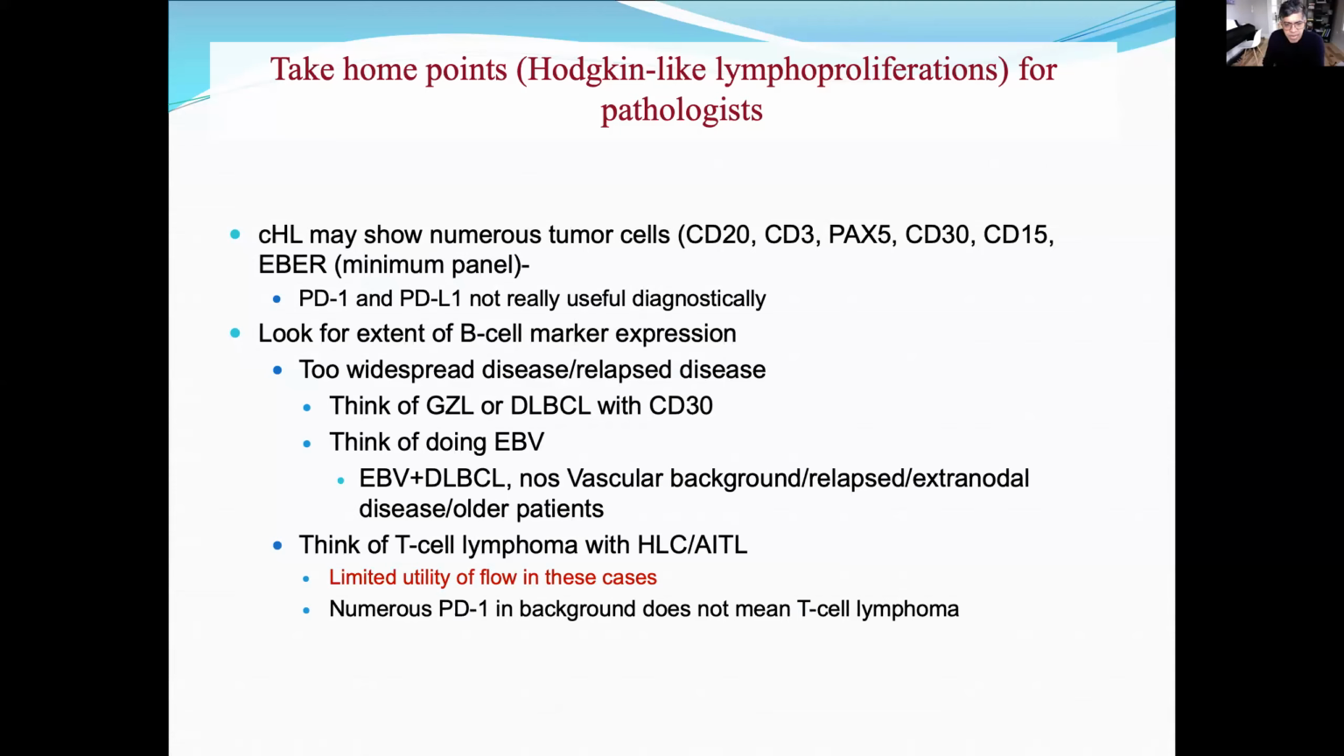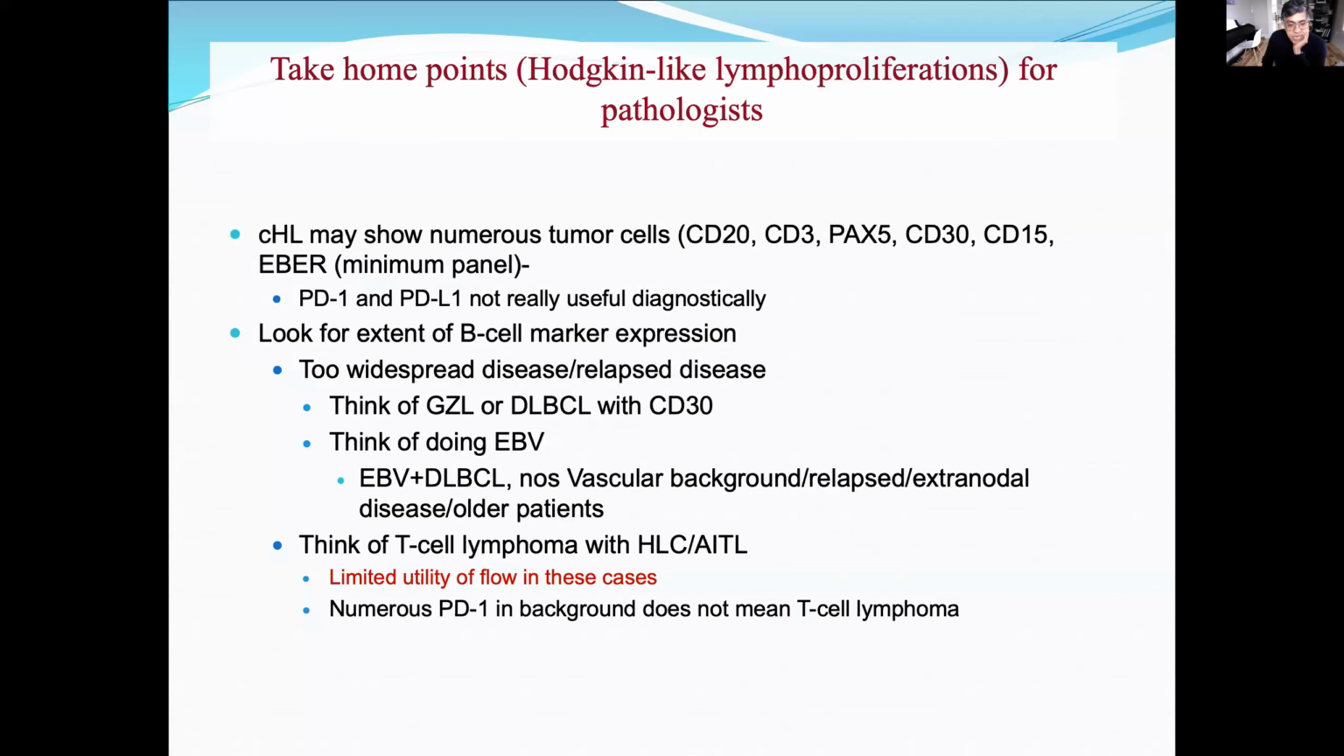And if the background of the whole section is very vascular and it's a relapsed disease or is extranodal in an older patient, you also have to think of angioimmunoblastic T-cell lymphoma in those settings. Flow is really not useful, except when you're thinking of a possible T-cell process, because in angioimmunoblastic lymphoma, you will have CD3 dim T-cell populations that circulate in the blood. And that might be useful when you're distinguishing angioimmunoblastic from Hodgkin lymphoma.